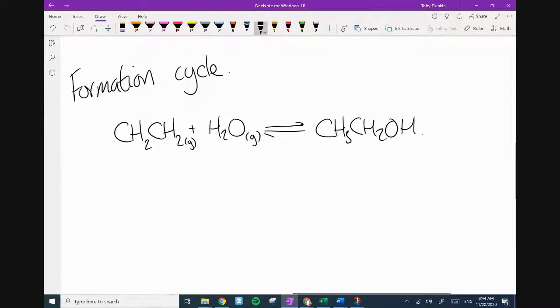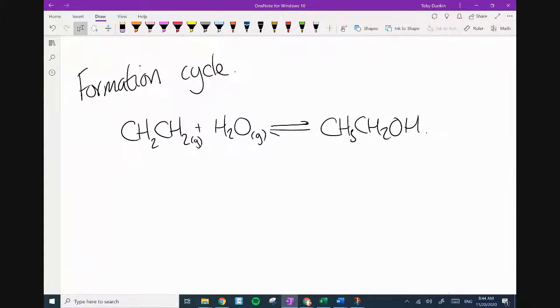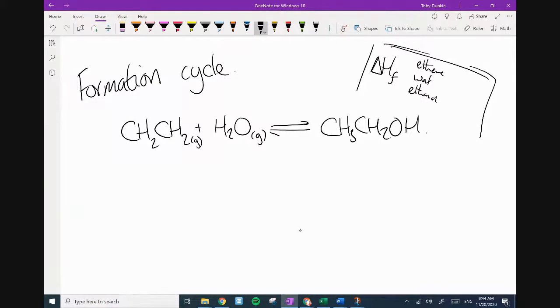If they give us formation data, a little block of formation delta HF data, they give you ethene, water, and ethanol. What is going on with me today? There you go, ethene, water and ethanol, and they give us our numbers.